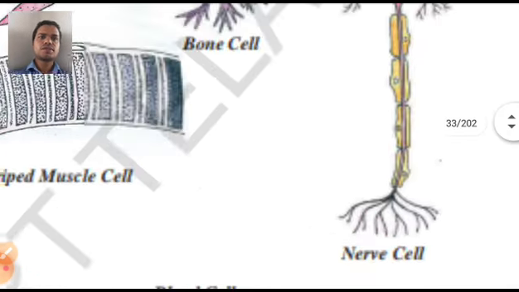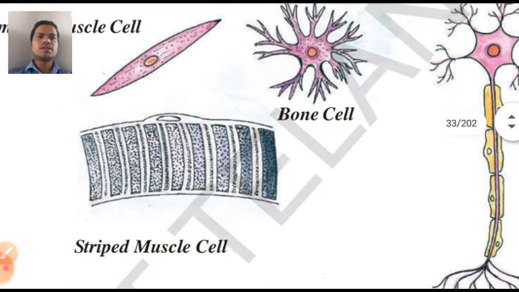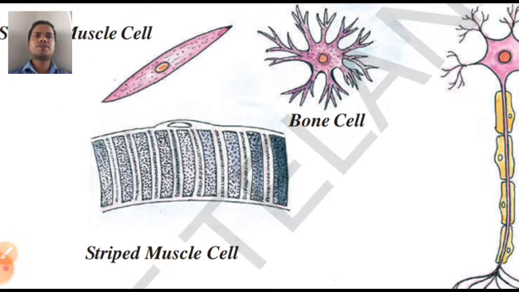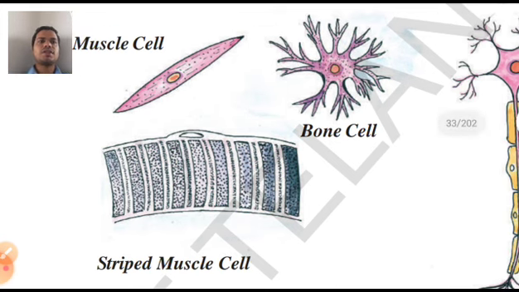Now this is striped muscle cell. This is another type of muscle cell which will give very hard strength to our body. Now muscle cells are also different.